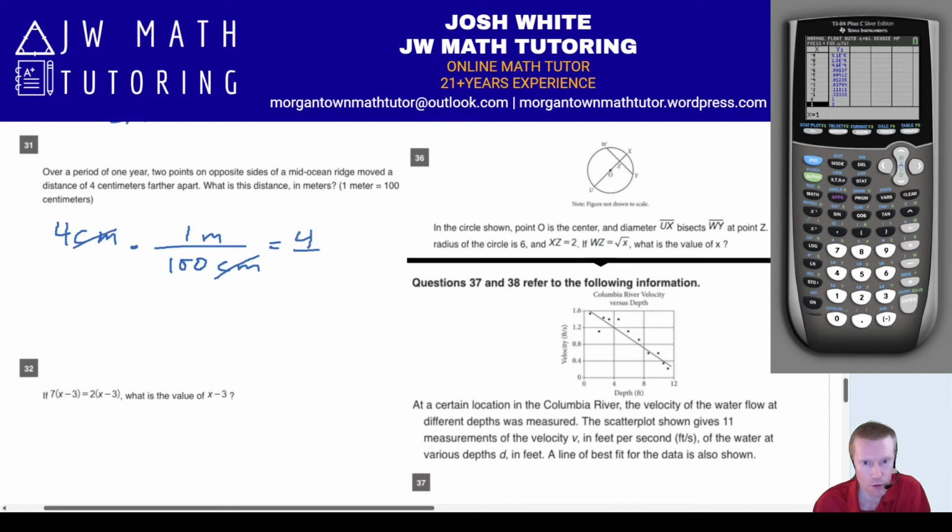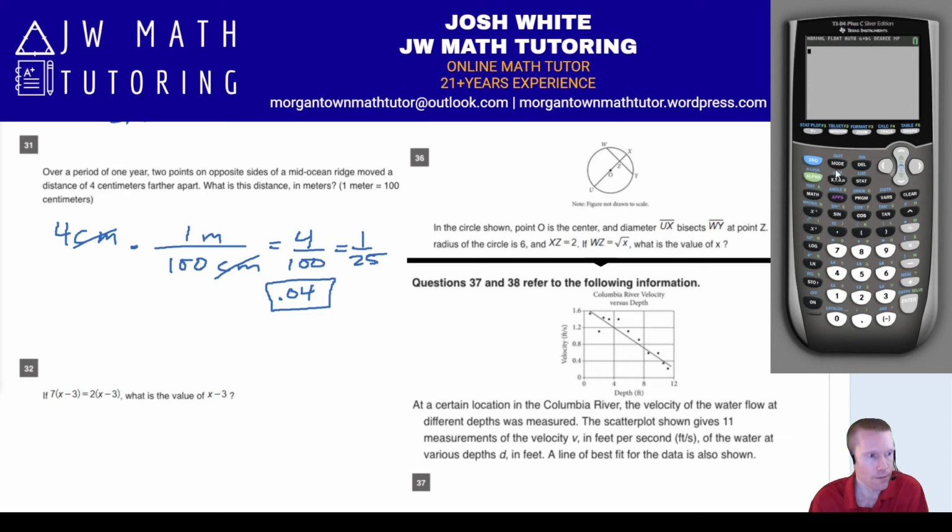Basically, you get 4 over 100. That just reduces to 1 over 25. Or, if you already know, 4 divided by 100 is just 0.04. So for our first gridding question, it's just 0.04, and that's it. Nothing else to do. Fairly basic problem.